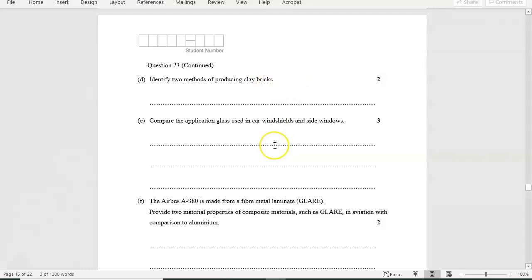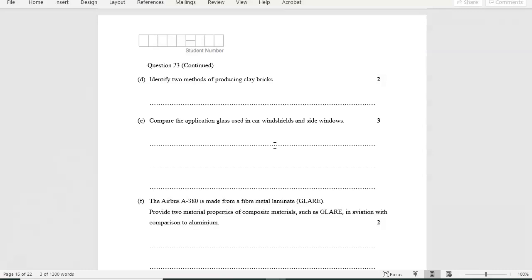I've used here. Compare the application of glass used in windshields and side windows. So car windshields use laminated glass, which is much more resistant to impact. So you can hit a kangaroo without it breaking. It will hold its shape. It will maintain its structural integrity under much greater impact. Whereas side windows are made out of toughened or tempered glass. It's the same thing, just different terms. Toughened or tempered glass, and it will shatter into safe shards in the case of an accident.